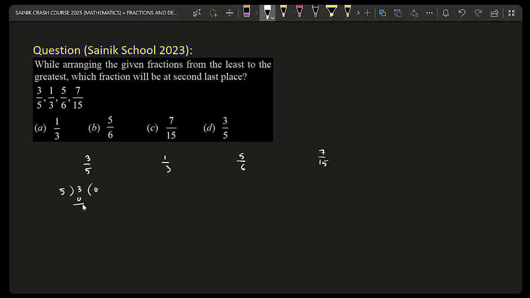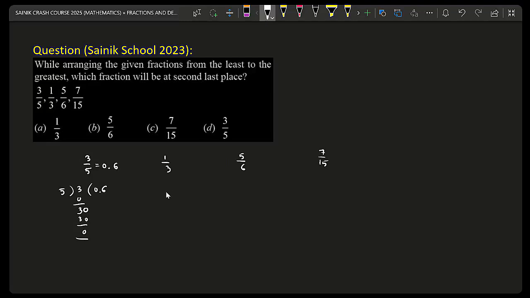5 zeros are 0, remainder is 3. Then use the decimal point, you'll get 0. point, right? Yes, sir. You tell me each and every step, and I will write. Sir, 6. 5 sixes are 30, remainder 0. So we got the decimal form of this as 0.6, right? Yes, sir. Okay, 1 by 3.